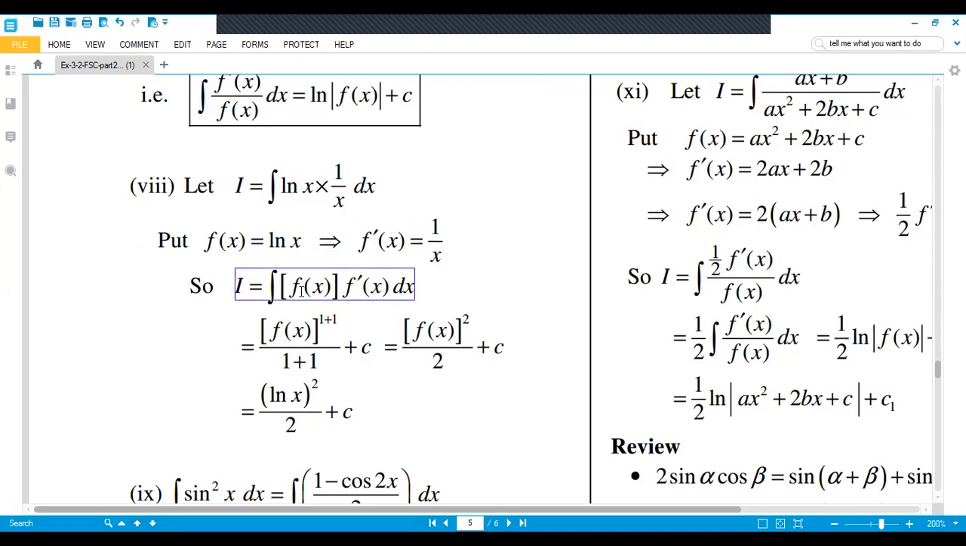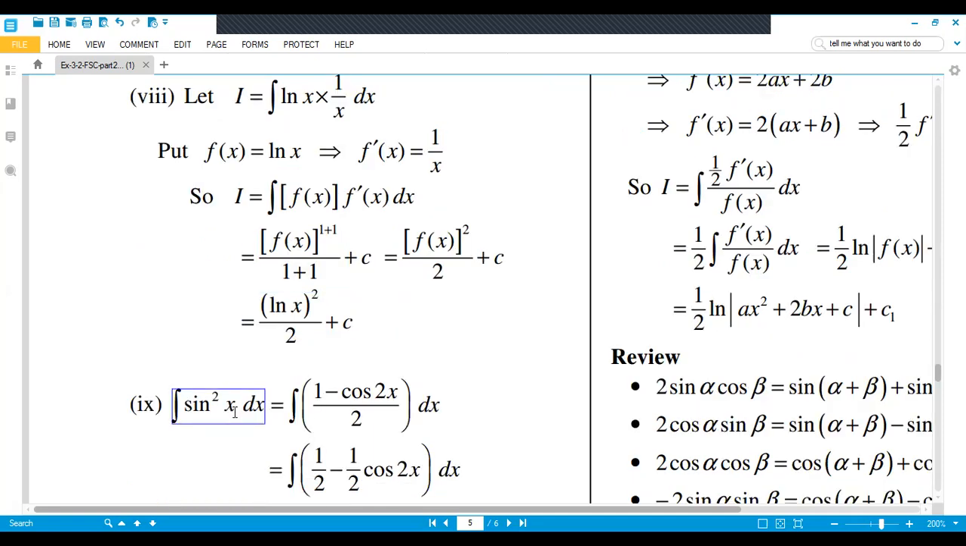If any value and its further derivative are present, we apply this rule that 1 will be added in the power. So in the given function, f of x power 1 plus 1 and the same power divide. So f of x is natural log of x. So natural log of x whole square divided by 2 plus c.